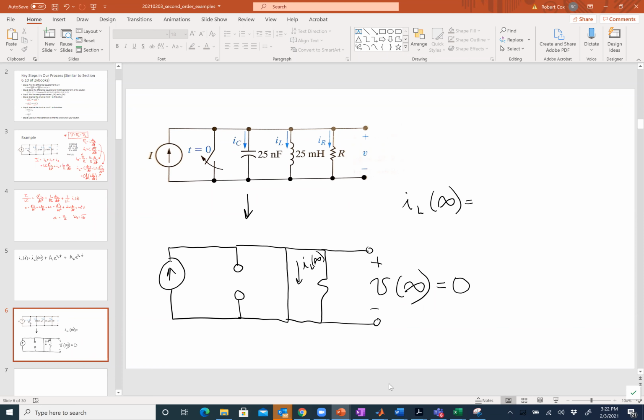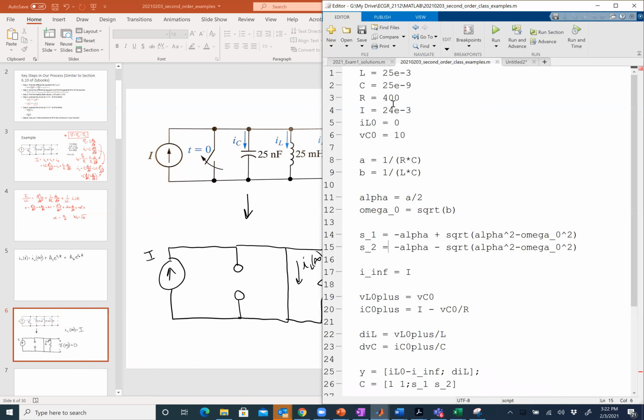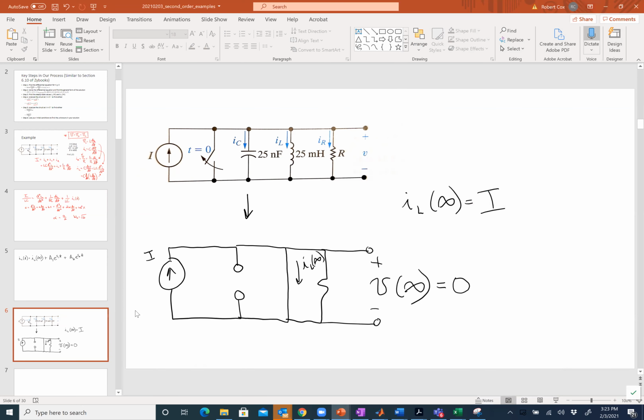Whatever the current source is. Yeah, whatever the current source is. I'm calling it I because that's what it was called here, which is 24 milliamps. So if I look at my Matlab code that I wrote, I defined that I was 24 milliamps, and I just say at this stage, I inf is I. Again, it allows me to track stuff easily if I can just look at the equations in here, okay? All right, so step 3 is done.